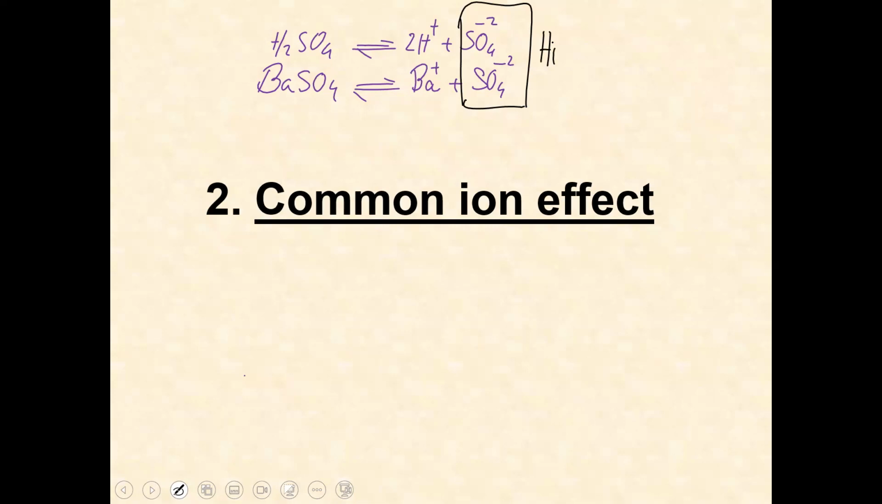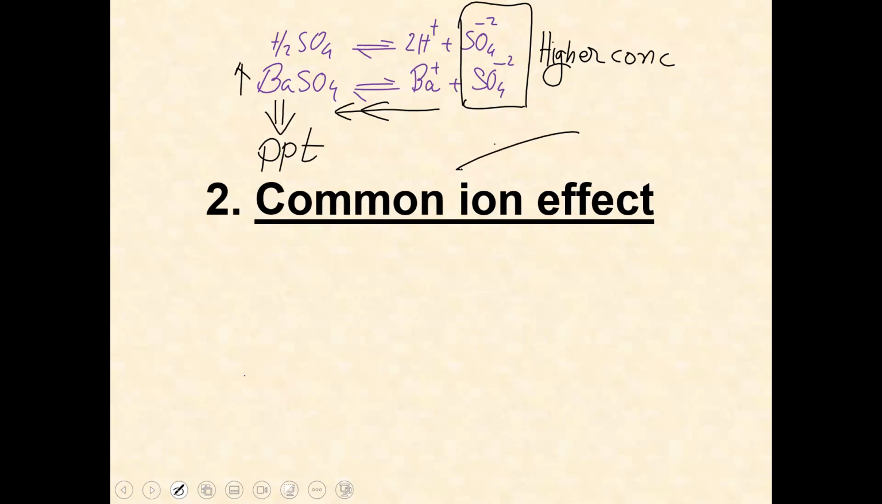Now, when sulfuric acid is also donating SO4 2-, there is a very high concentration of SO4 2- in the solution. According to Le Chatelier, in order to balance this, the reaction shifts to the left. This will cause more barium sulfate in undissociated form. When barium sulfate increases here, there will be a greater chance that barium sulfate will eventually precipitate. This concept is called common ion effect.